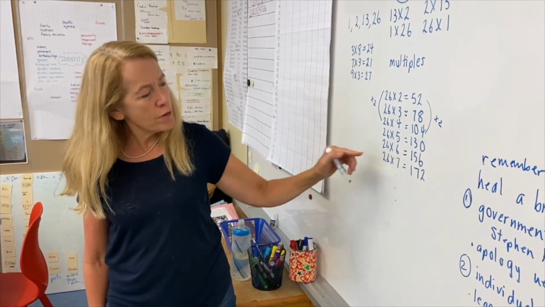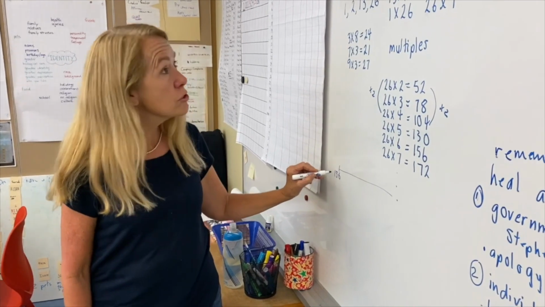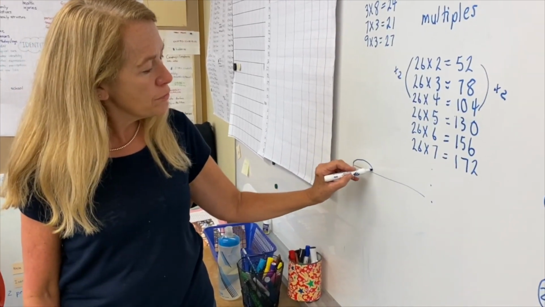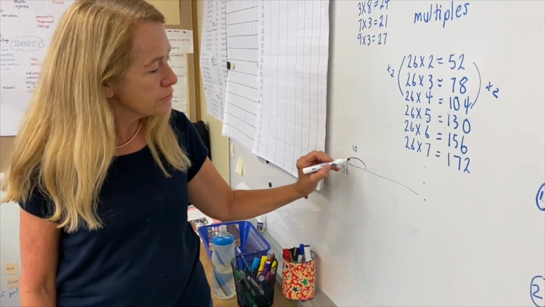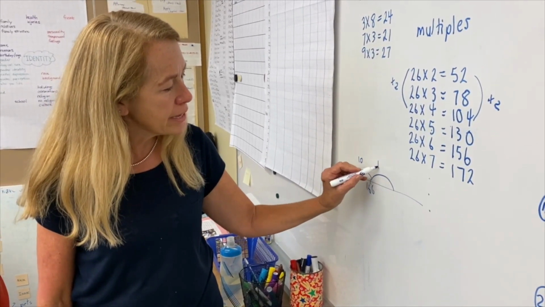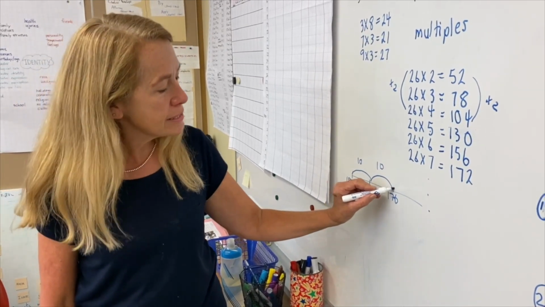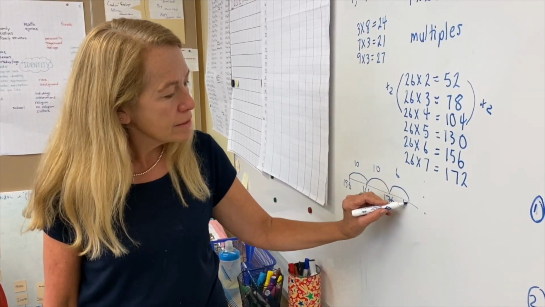So if we say 156, okay, and then we're trying to add how much? 26, right? So what if we added 10? What would that get us to? 166, and then another 10 to 176, and then another 6. 182.